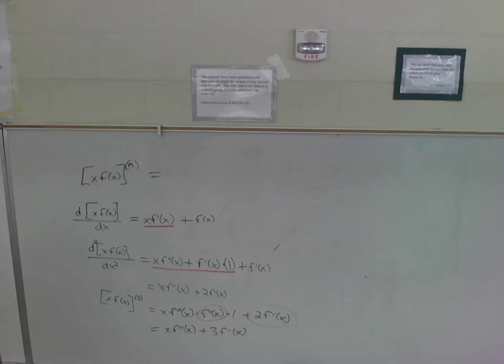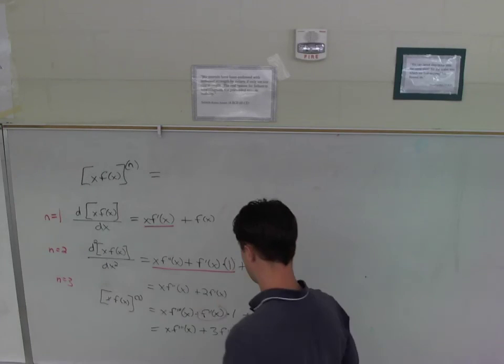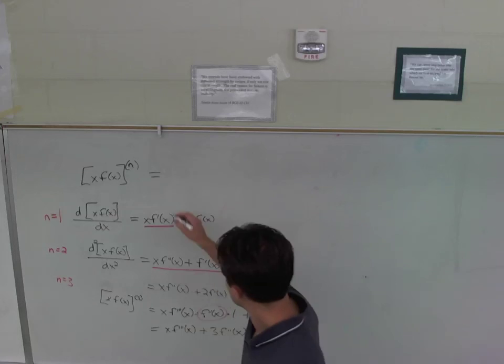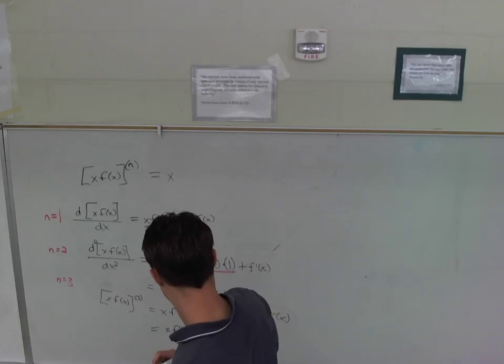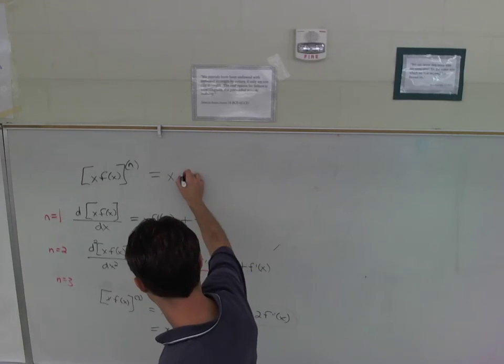So what's your n in this case? What is n for the first one? Not a trick question. 1. What is n for the second one? 2. For the third one? 3. That matters because you're trying to compare this to the result to develop the pattern. So it is x f to the n of x plus n f to the n minus 1.